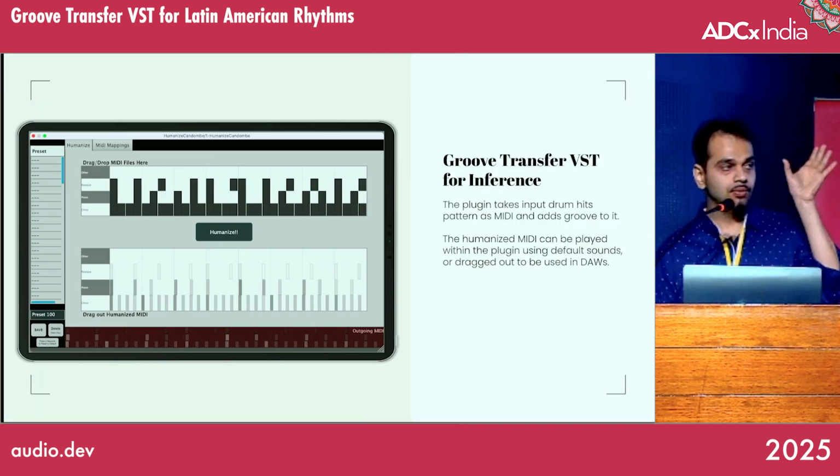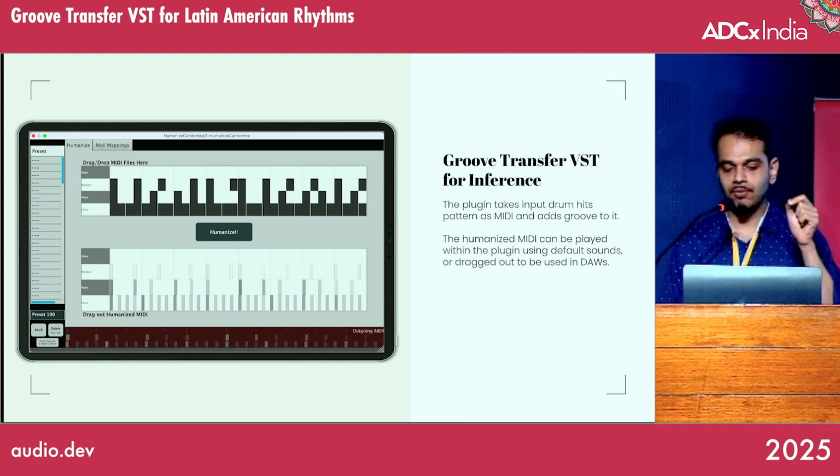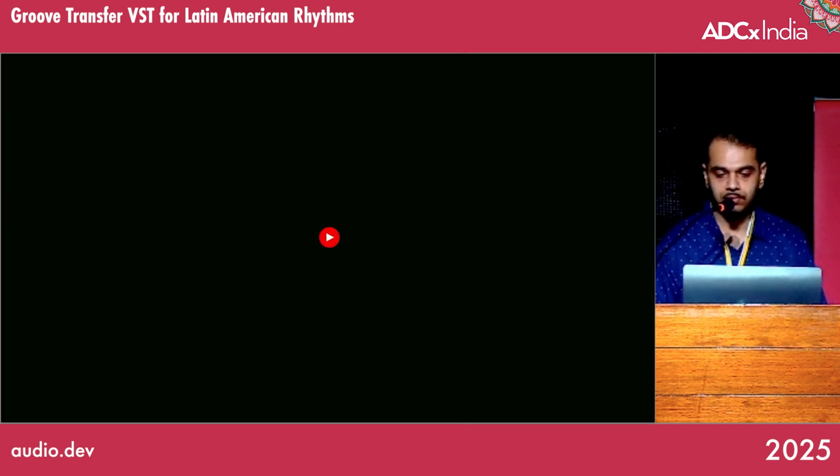And so this is the interface. This plugin, you give it your quantized MIDI file, and you press the humanize button. It adds the groove and velocity, the timing and the velocity, and you can drag that out, or you can play it with the stock samples inside the plugin. Yeah, I think we can play the demo now.